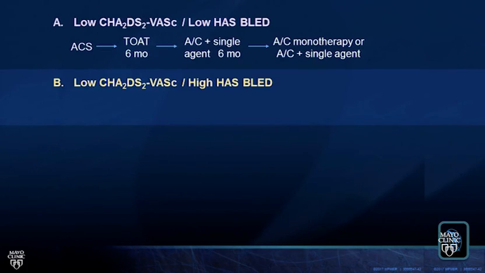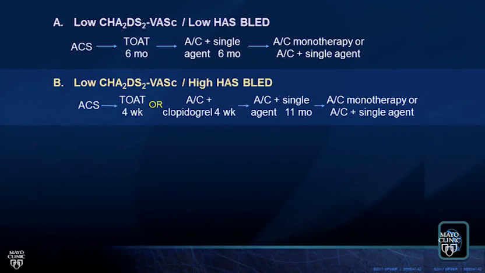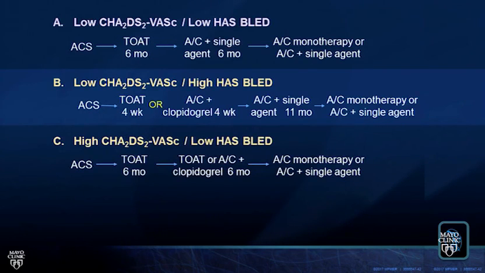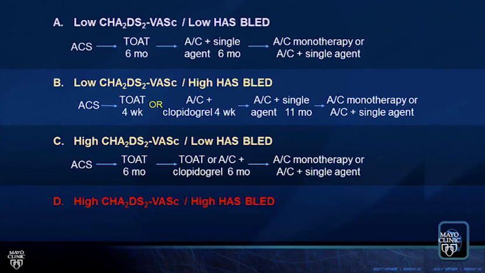The second situation is a low CHA2DS2-VASc and a high bleeding risk. Again, we want to limit the duration of TOAT to either 4 weeks or anticoagulation and clopidogrel for 4 weeks based on the WOEST data. Thereafter, anticoagulation and a single agent. What if you have a high CHA2DS2-VASc score and a low HAS-BLED score? Again, the risk of thrombosis is deemed to be higher. We can try TOAT for 6 months, and then we need to decide whether it's TOAT or anticoagulation and clopidogrel for 6 months. Now, if you're in this category, you're really in a tough spot.